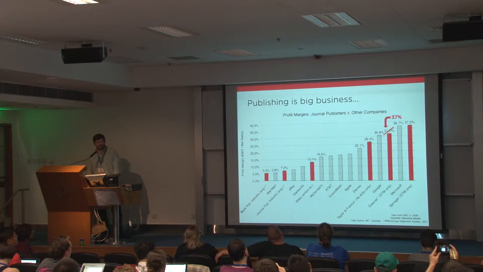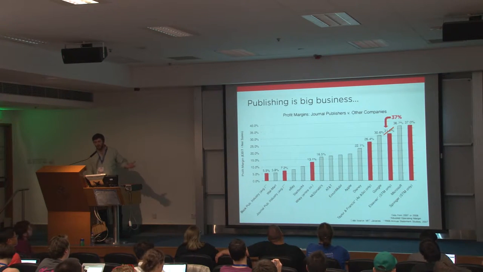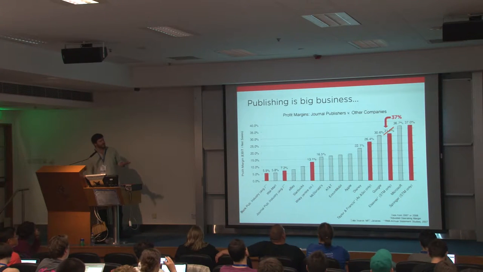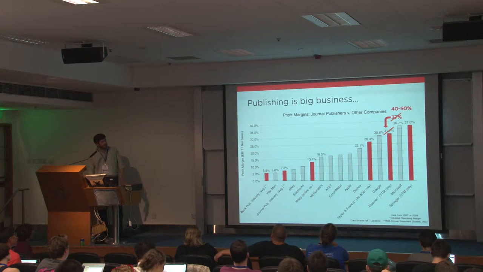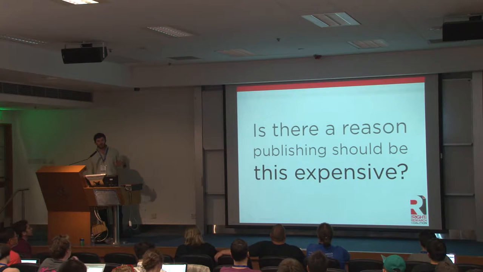And last year it was actually 37%. And that's for all of Elsevier as a whole. Nature ran an article earlier this year and they estimated that the actual margin for the scientific publishing part of Elsevier was actually about 40 to 50%. So they're basically sucking almost half of every dollar that the research community is putting into these journals. And so I think that begs the question, is there any reason that publishing should be this expensive?